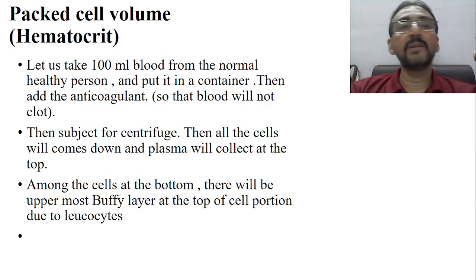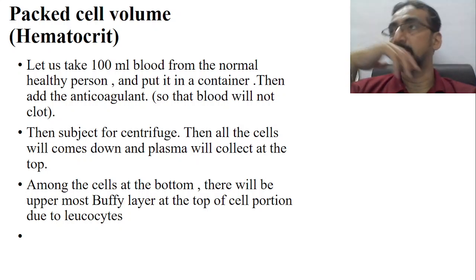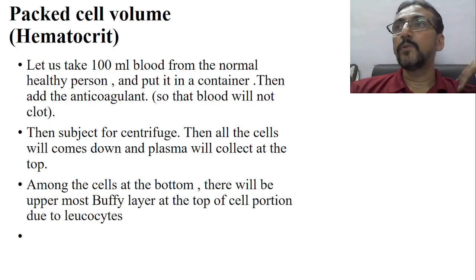Packed cell volume is called PCV, or it is also called hematocrit. So how to understand this hematocrit now? We'll go by basics. Let us take about 100 ml of blood.